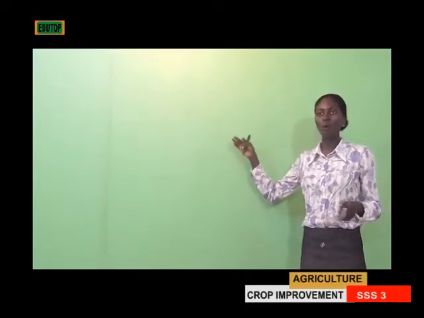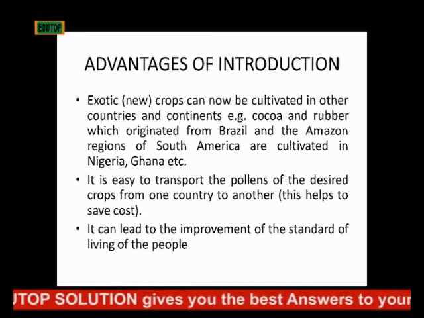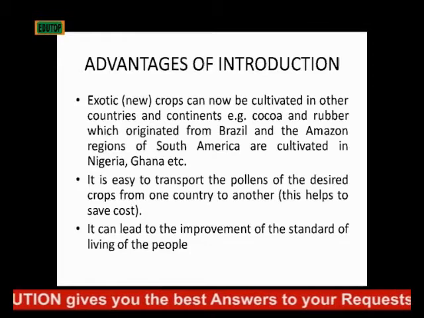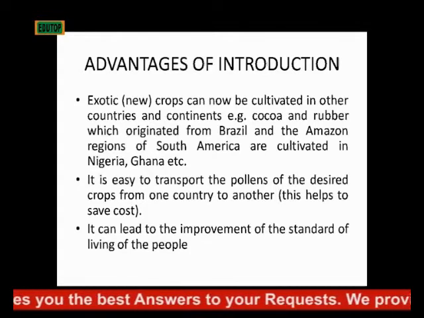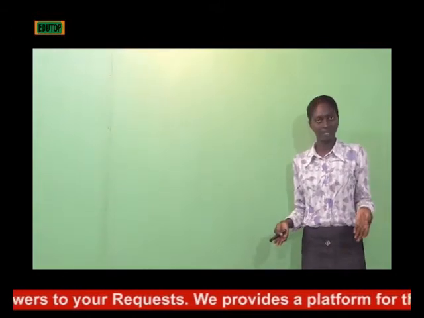For instance, cocoa and rubber. Cocoa and rubber originated from Brazil and the Amazon region of South America. But now they are being cultivated in Nigeria and even in Ghana, and so many other places. Because they did not originate from Nigeria doesn't mean that we will not have them in Nigeria.